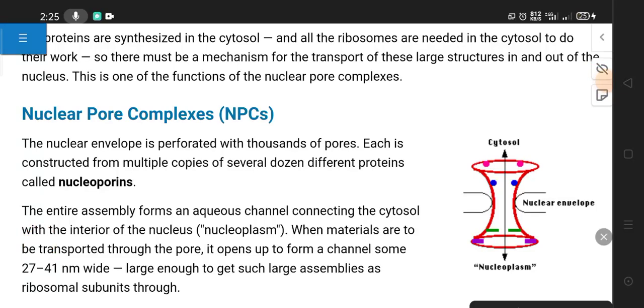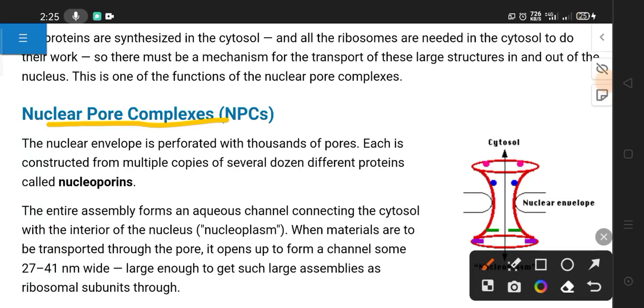The topic is about nuclear pore complexes, NPCs. The nuclear envelope is perforated with thousands of pores. Each is constructed from multiple copies of several dozen different proteins called nucleoporins. The entire assembly forms an aqueous channel connecting the cytosol with the interior of the nucleus, the nucleoplasm.